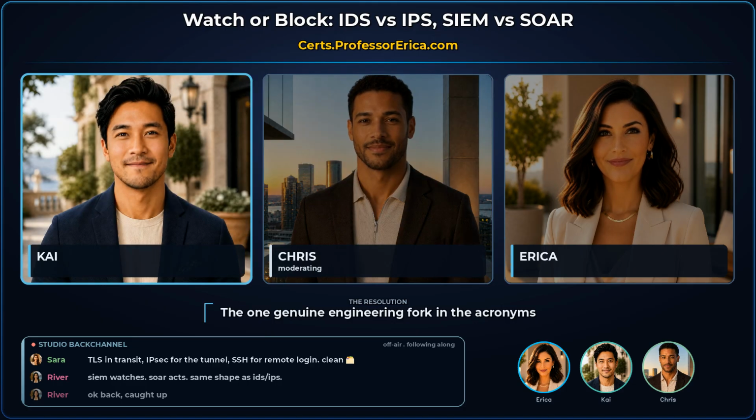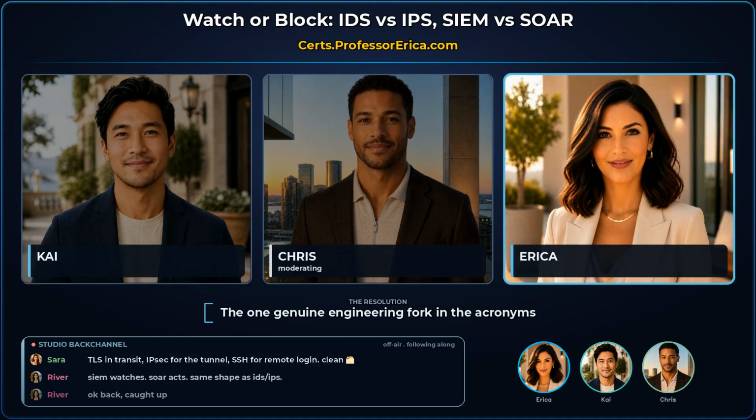And while we are in this family, two more pairs ride the same logic. SIEM versus SOAR. SIEM is the watcher. It collects and correlates the logs and raises the alert. SOAR is the responder. It automates the playbook that acts on that alert. Detection layer, response layer, used together exactly like IDS and IPS.